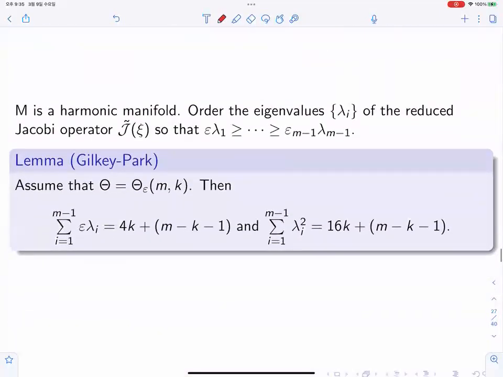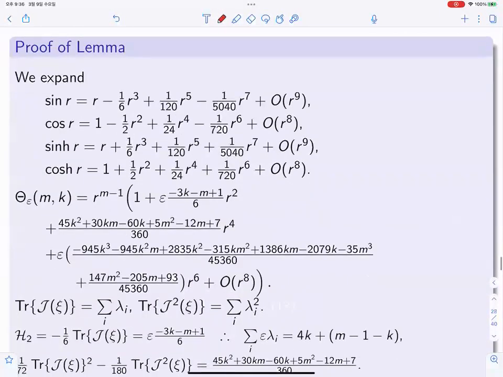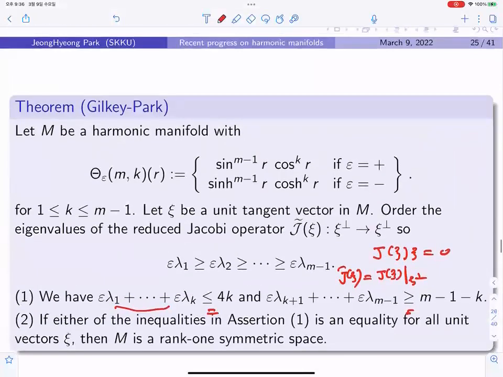So I want to prove that M is a harmonic manifold. Then the lambda i are the eigenvalues of the reduced Jacobi operator, where xi is zero, so we just use the reduced Jacobi operator. Then the sum of the eigenvalues is 4k plus n minus k minus 1. The trace of the Jacobi operator squared is this one. Then the proof is that we do the Taylor expansion of the whole thing, then we compute our density function. Our density function is assumed to be this one. So obviously it's not flat.